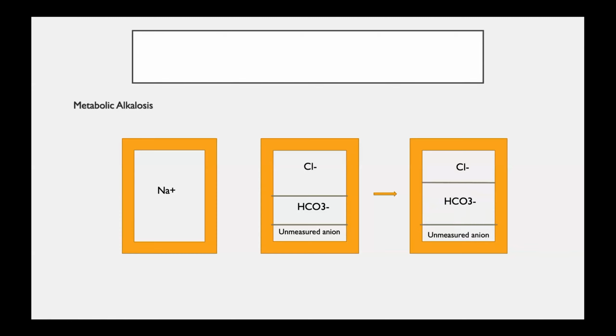But in metabolic alkalosis, bicarbonate is going to be added here. So the unmeasured anion is going to be the same, and chloride might go down. This is bicarbonate. So it is metabolic alkalosis.